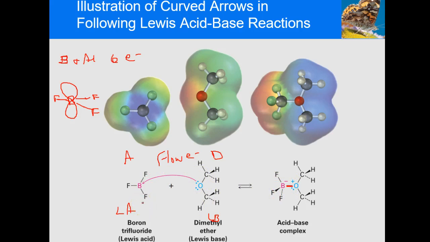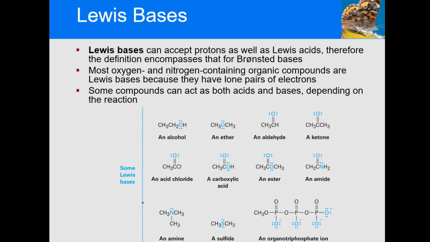Okay, and that's basically Lewis acids and bases. We will talk a lot more about it in class. This is just a chart to show you some Lewis bases. Lewis bases can accept protons as well as Lewis acids. So it's going to get a little confusing because a Lewis base can also be a Lewis acid, just like what we saw in the Bronsted acid and base example.